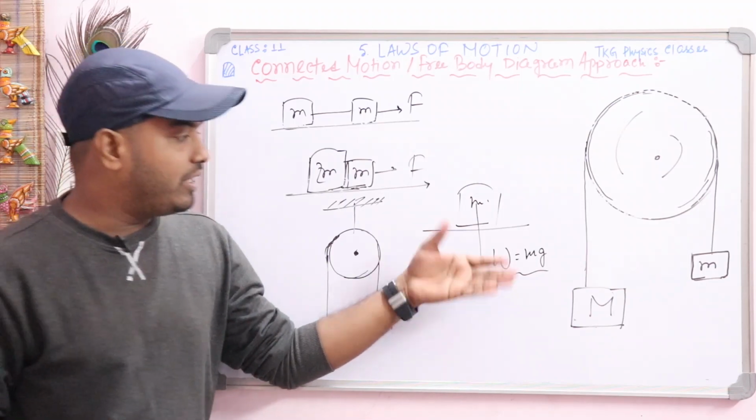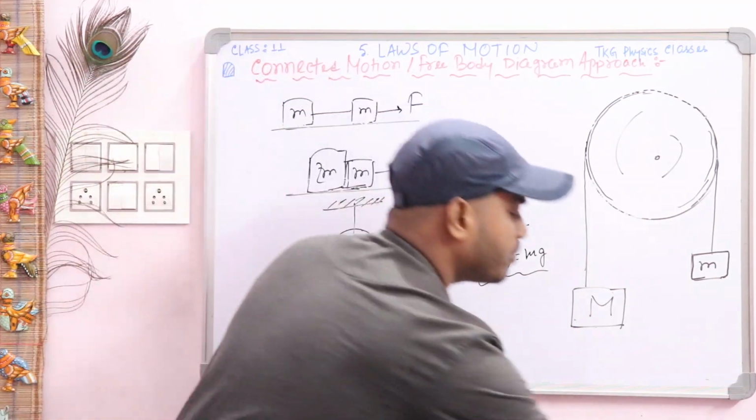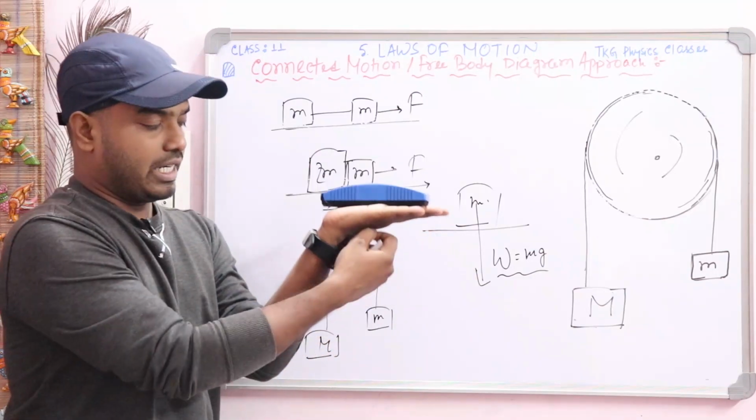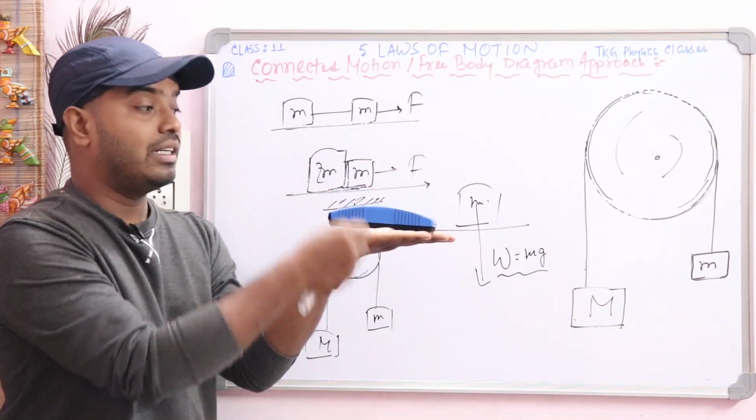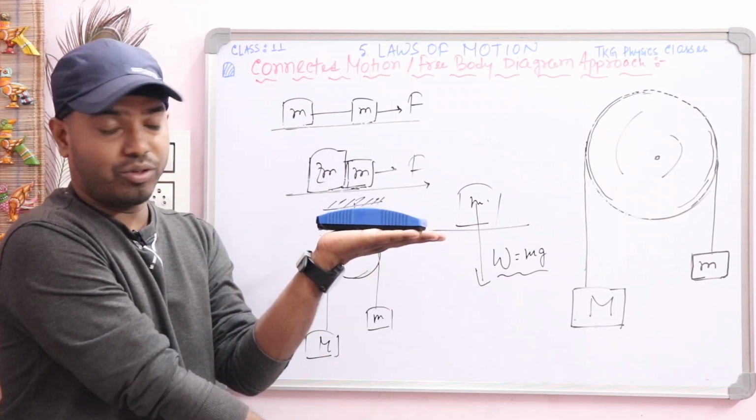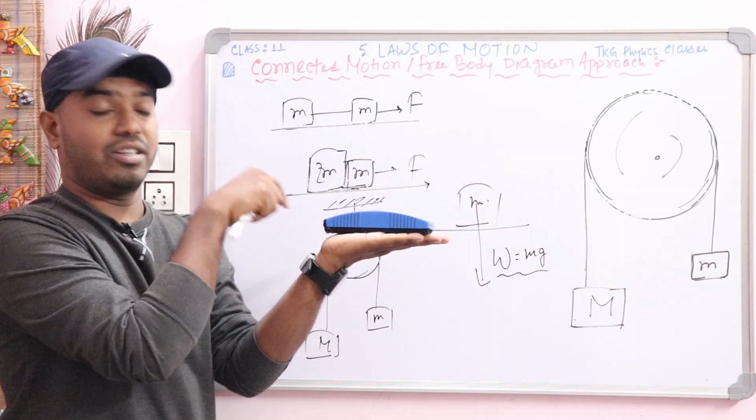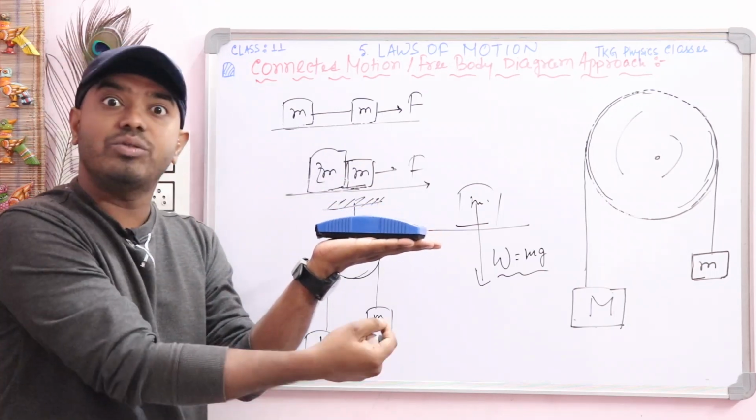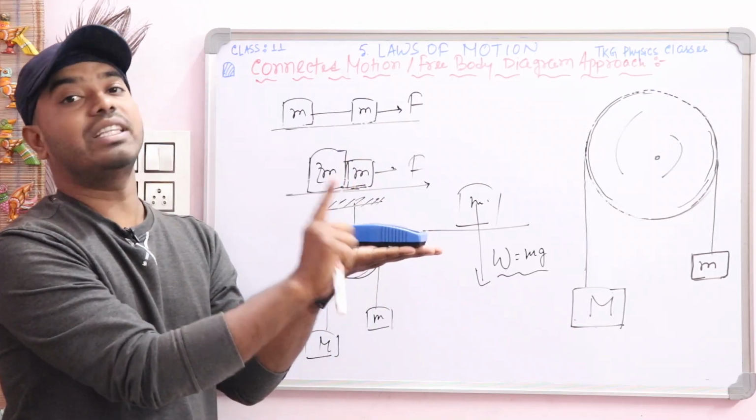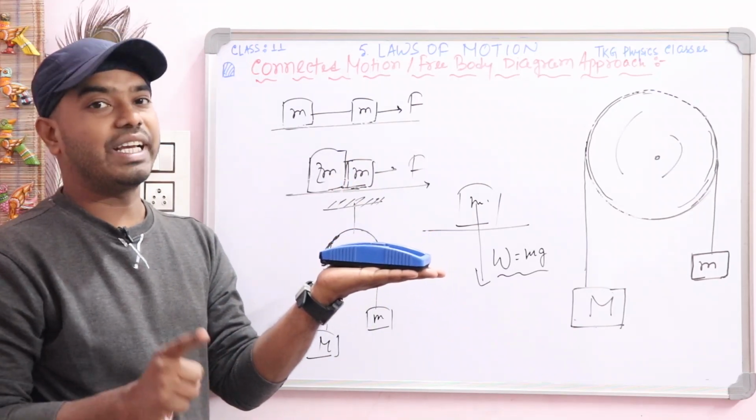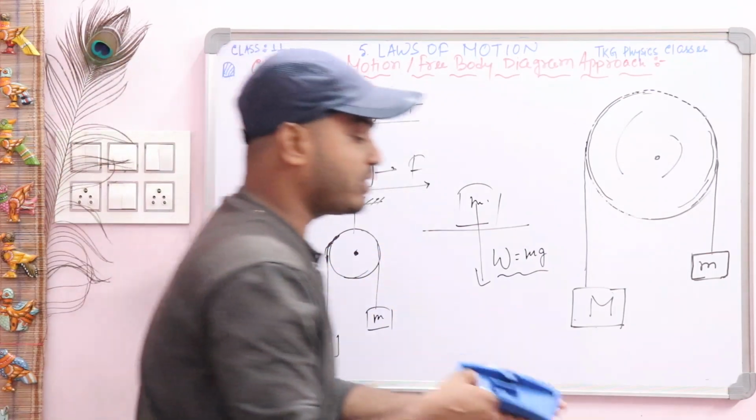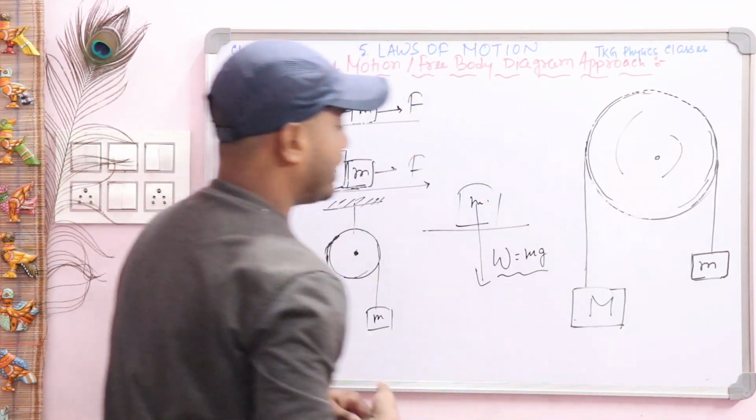Now this body is placed here. The weight of this body is directed vertically downward, but the body is at rest, not moving in the downward direction. Question is why? Because in the exactly opposite direction there is a force which is exactly opposite to the weight. This force is named the normal reaction force.